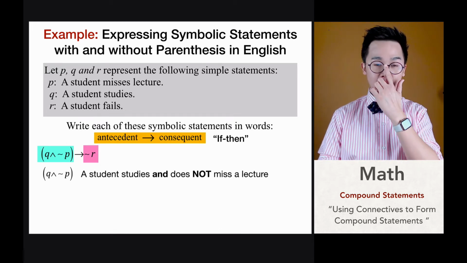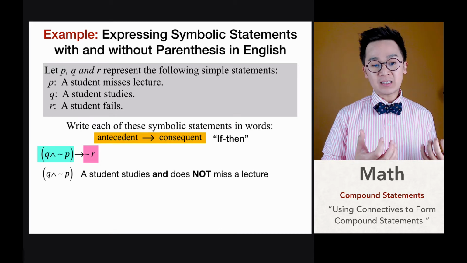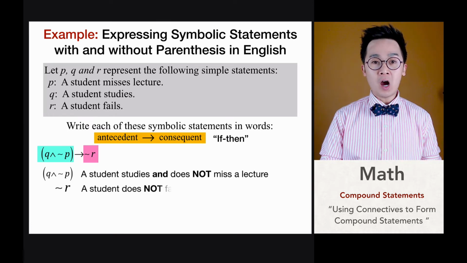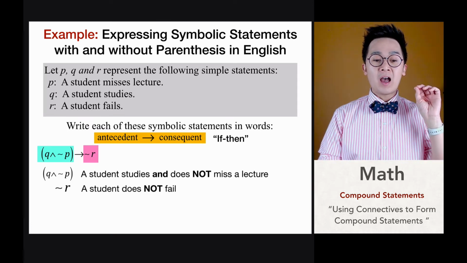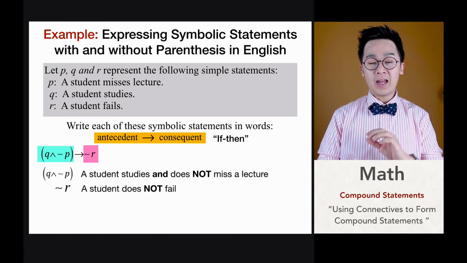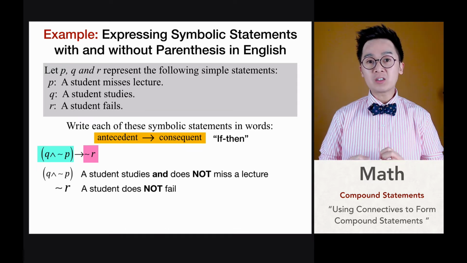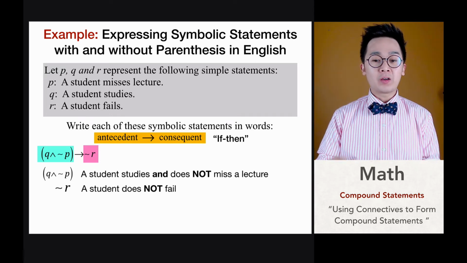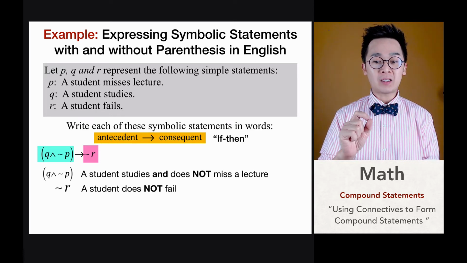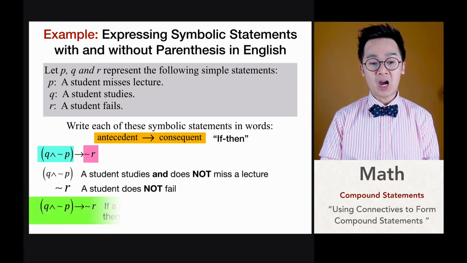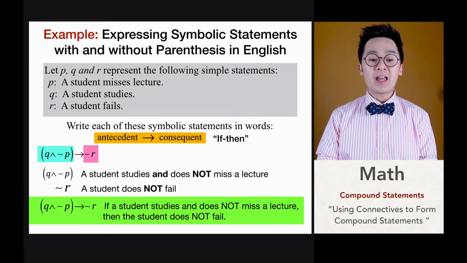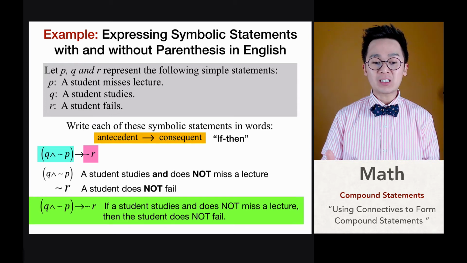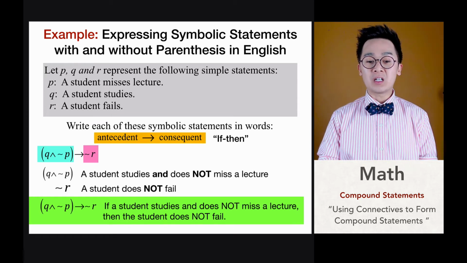So that is the English translation of our antecedent. And if we're going to translate our consequent, which is not R, it is simply going to be a student does not fail. And if we're going to put them all together according to the compound statement in symbol form, Q and not P, then not R is going to be: if a student studies and does not miss a lecture, then the student does not fail.